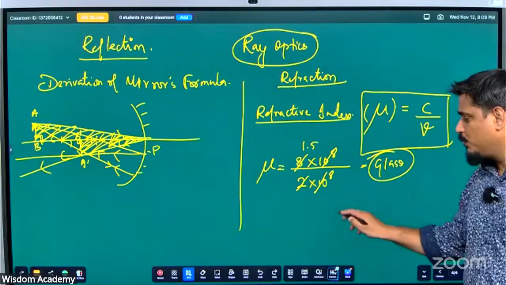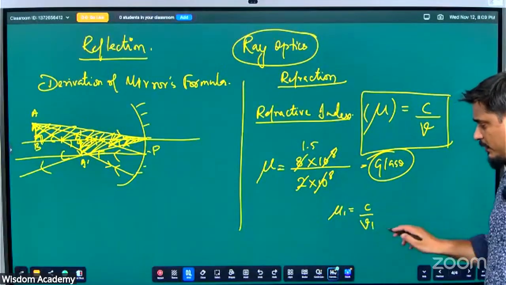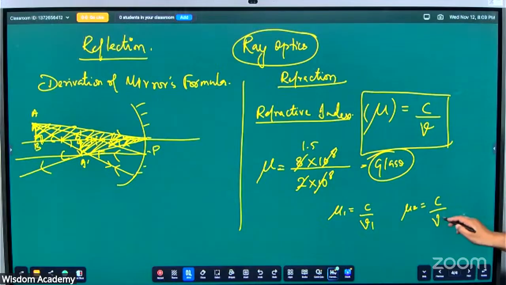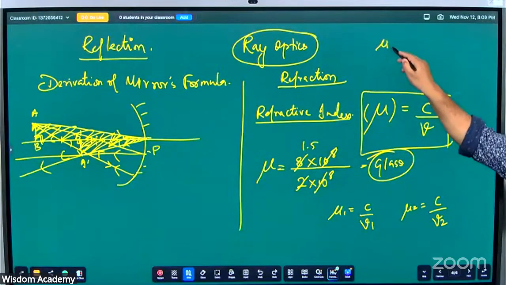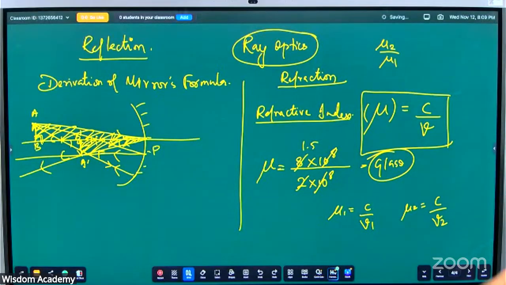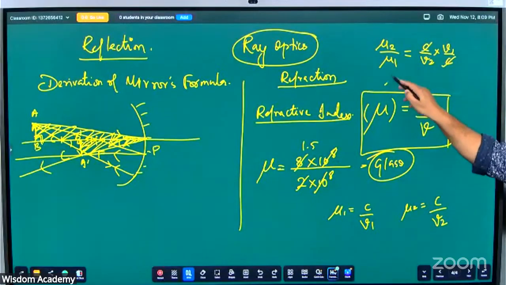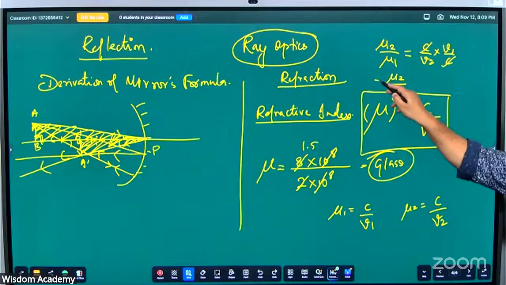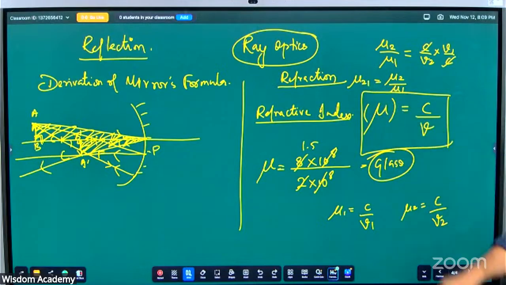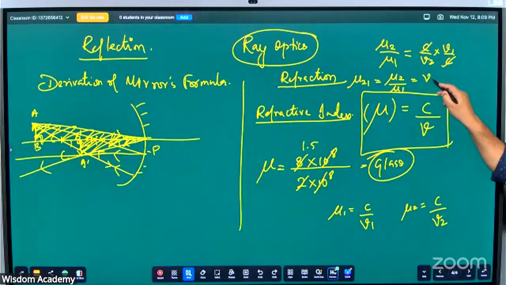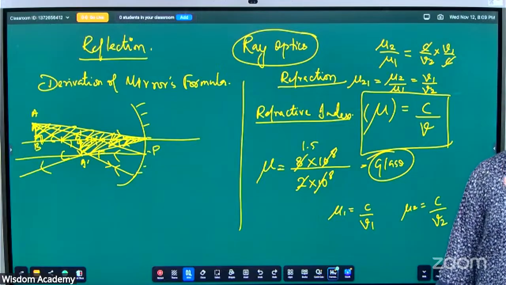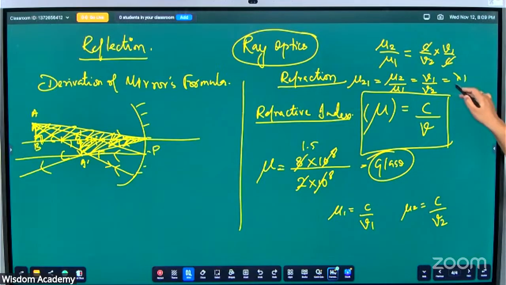For example, mu1 is equal to C by V1, mu2 is equal to C by V2. And from here, if I divide both, that is, if I write mu2 by mu1, what will I get? mu2 by mu1 will become equal to C by V2 into V1 by C. C and C get cancelled. I am getting mu2 by mu1, which is called the refractive index of the second medium with respect to the first medium, will become equal to V1 by V2. And you know very well, V is equal to C lambda. C and C will get cancelled, which will become equal to lambda 1 by lambda 2.